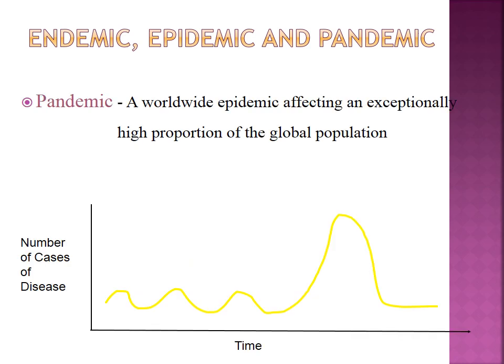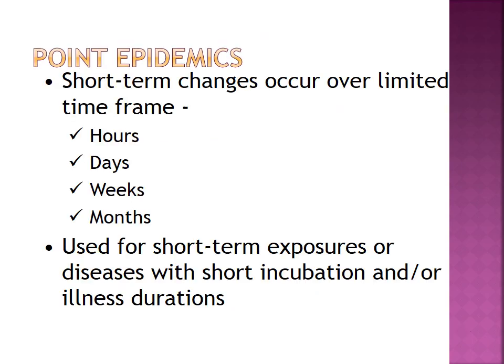But what about the pandemic? What we are experiencing nowadays, that is one good example, is the coronavirus infection. It is a worldwide epidemic affecting an exceptionally high proportion of the global population. So we are observing currently the coronavirus pandemic, and it affects almost 208 countries of the world, and a huge number of the global population has been affected, with huge mortality.